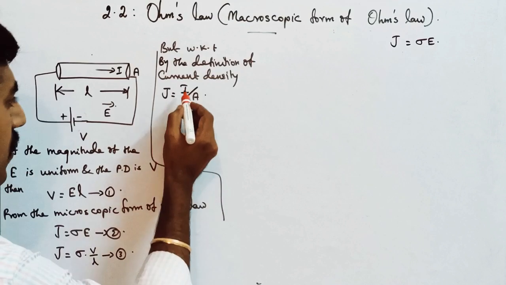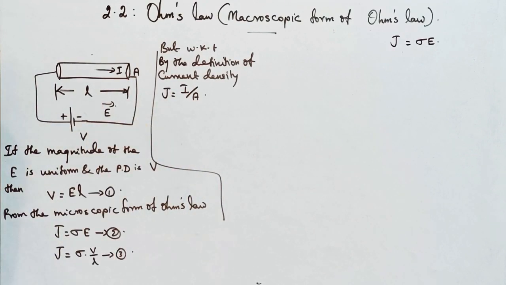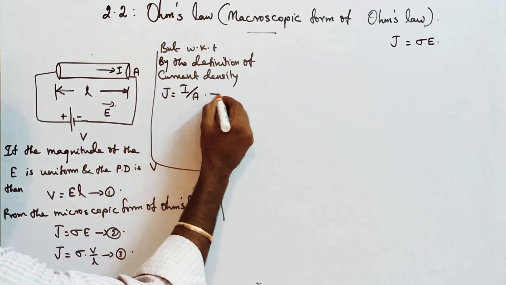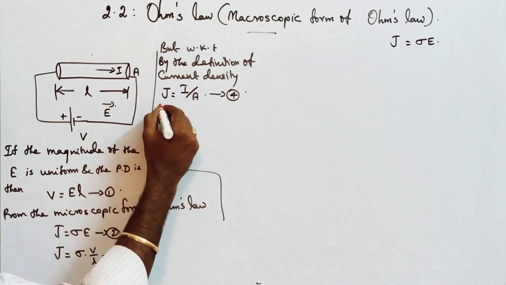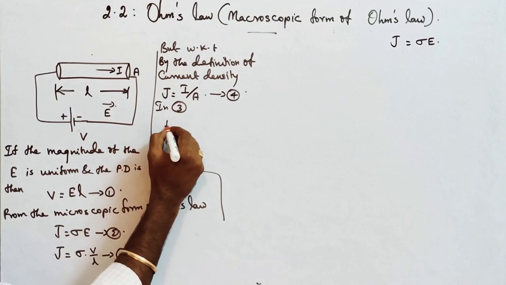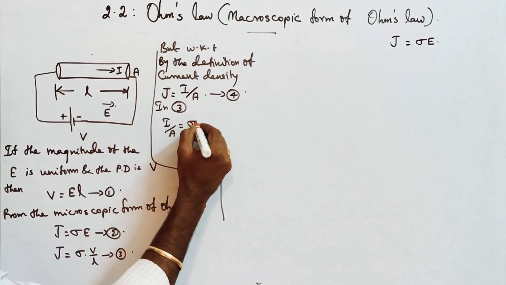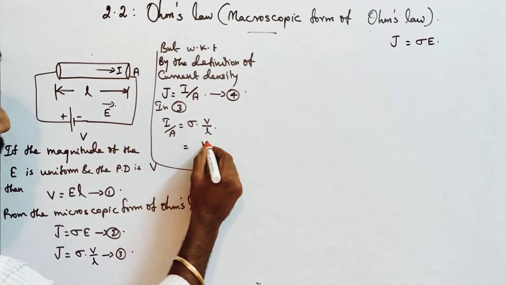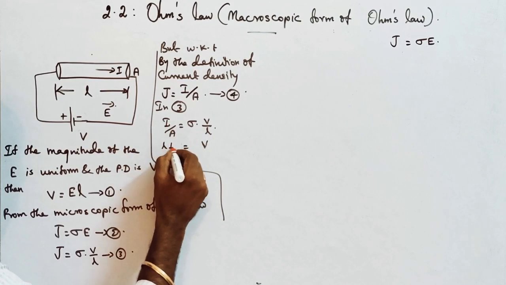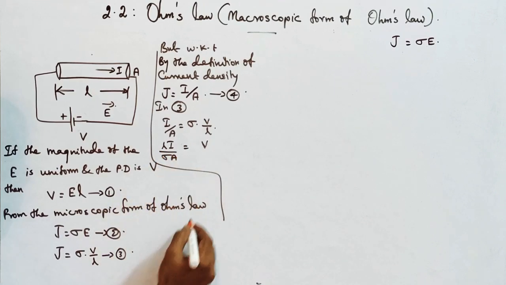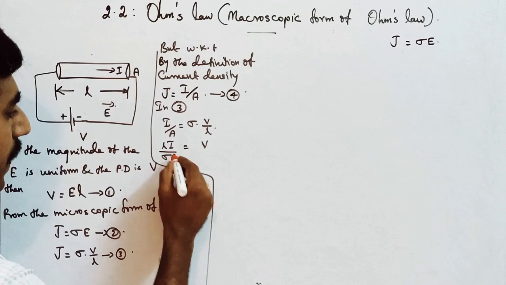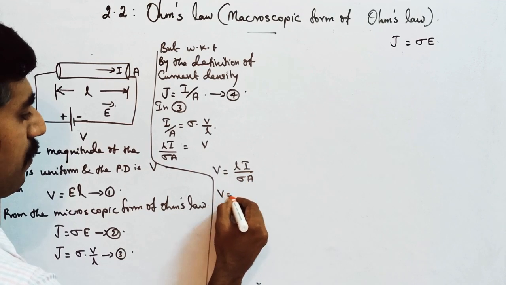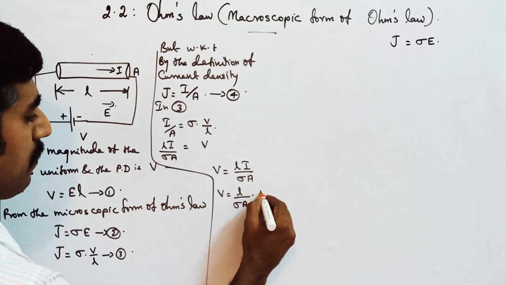So it is taught that the ratio of electric current to the area of cross section of the given conductor, I mean the wire, is called current density. So J is equal to I by A is the formula. Let us take this as equation number 4. In equation 3, for J we can substitute I by A is equal to sigma into V by L. From this, V is equal to L I by sigma A. So V is equal to L by sigma A into I.